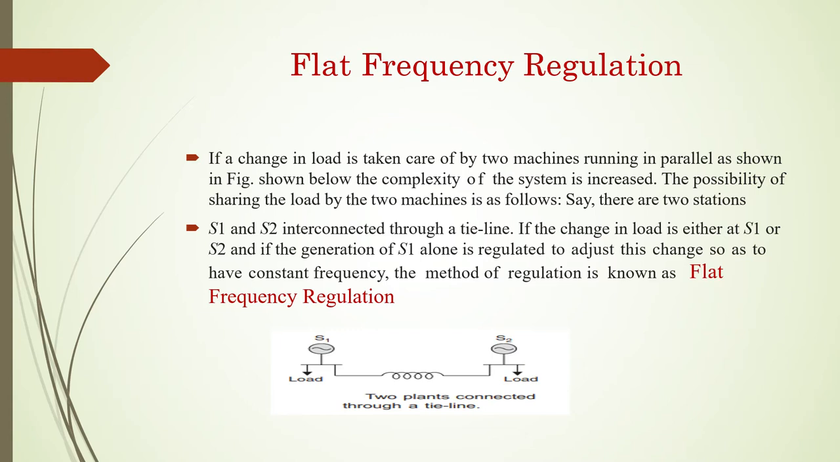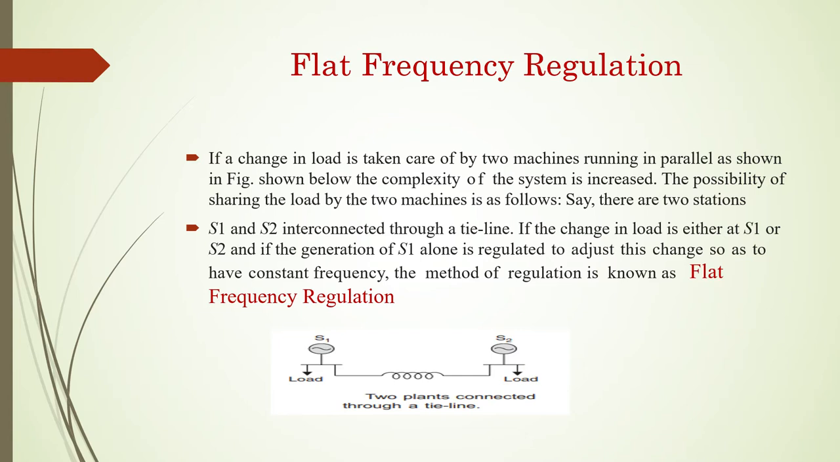So the possibility of sharing the load between these two machines will be: machine one controlling at one time, and machine two at another time. Okay, so based on that we are having different regulations. Now in this diagram we can see there are two regulations, S1 and S2.